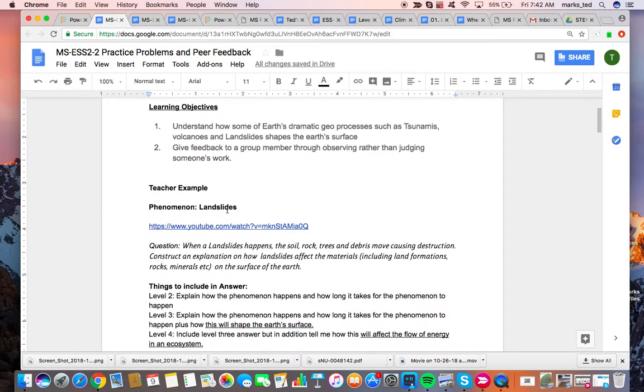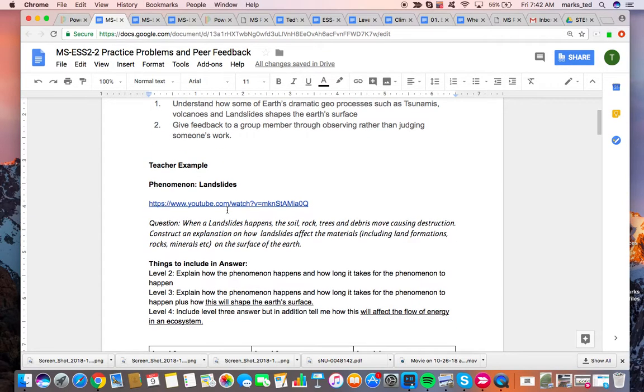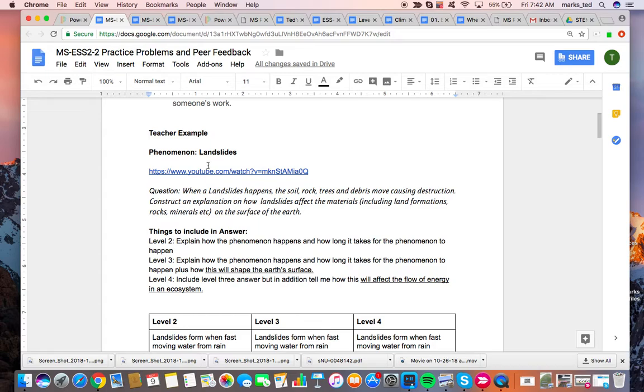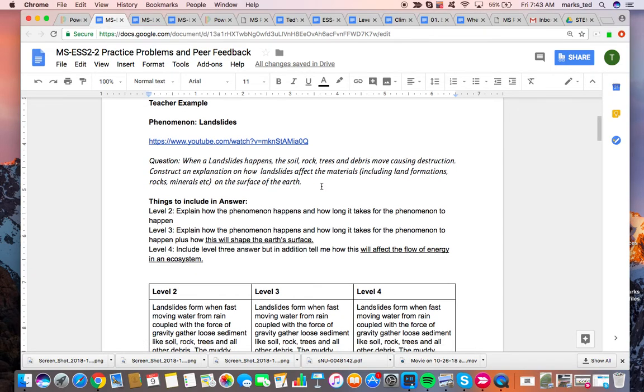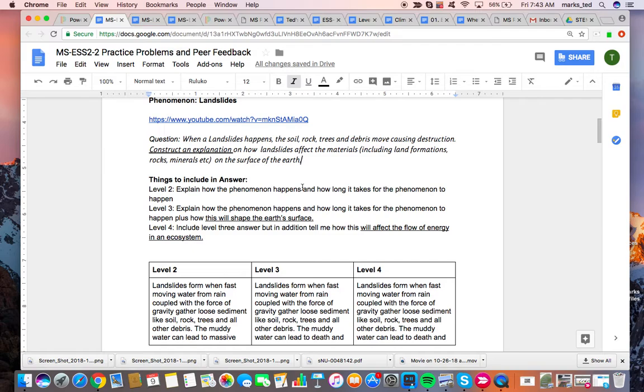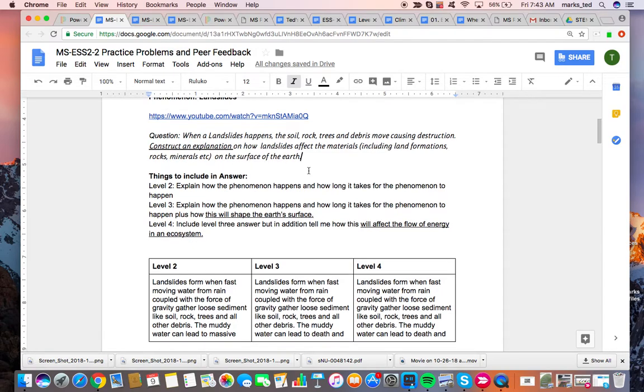The first phenomenon we're going to look at is a landslide. You're going to watch a video in class, and then you're going to answer this question. When a landslide happens, the rock, soil, trees, and debris move, causing destruction. Construct an explanation, remember this is the practice, on how landslides affect the materials, including land formations, rocks, and minerals on the surface of the Earth.